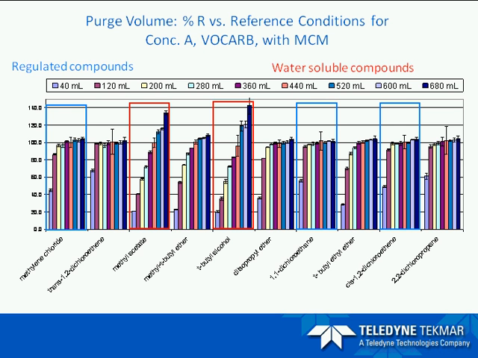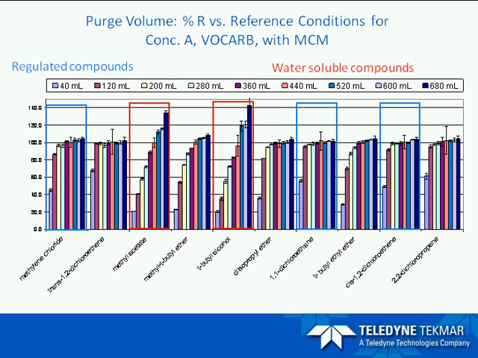Here I've got another plot to show you, and this one compares the recovery for the same set of analytes as that previous slide that I showed you. Again, varying purge volume from 40 to 680 mL. Now this data was collected using Concentrator A, a VOCarb trap, but here they used the moisture control system.